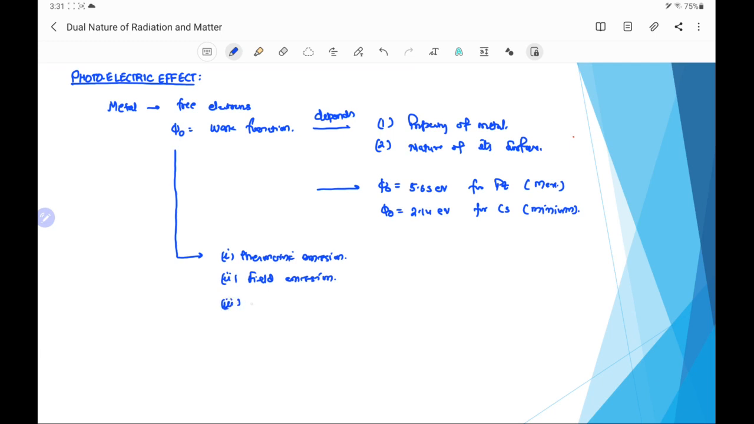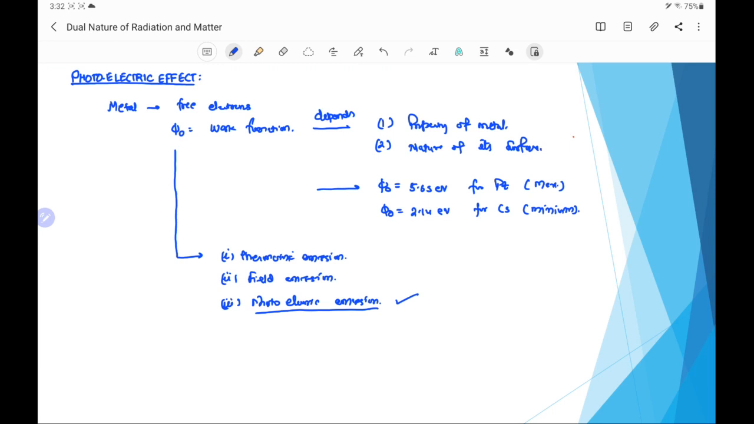Third one is the photoelectric emission, and this will be discussed here. In the photoelectric emission, the metal surface is illuminated with the light of the suitable frequency, and that frequency should be greater than a particular minimum frequency, that is called the threshold frequency. Only in that condition, electron comes out from the metal surface, and the emission is called the photoelectric emission, and this is the point of discussion in this lecture.